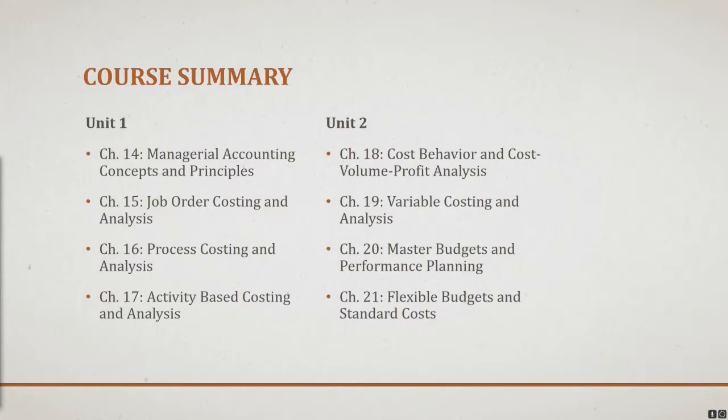My name is Sean Silbert, and I'm going to be covering Topic 2, a summary of the course content progression thus far. We've covered 2 units and 8 chapters in this class so far: managerial accounting concepts and principles, job order costing, process costing, activity-based costing, cost behavior and cost volume profit analysis, variable costing, master budgets and performance planning, and flexible budgets and standard costs.